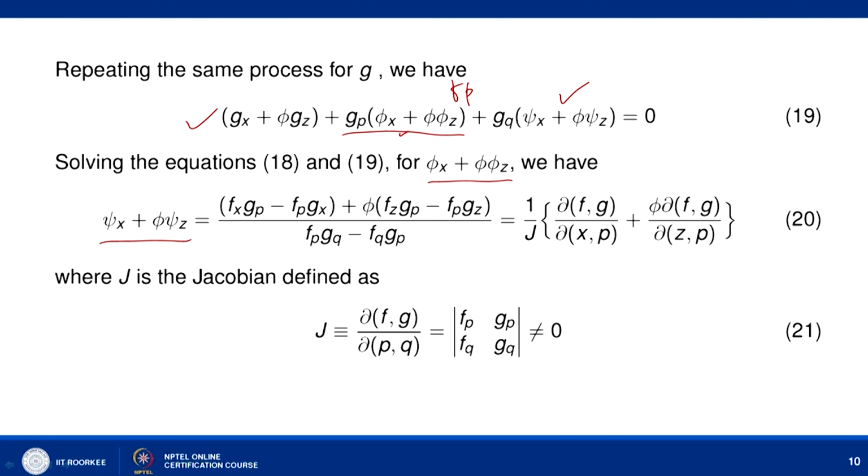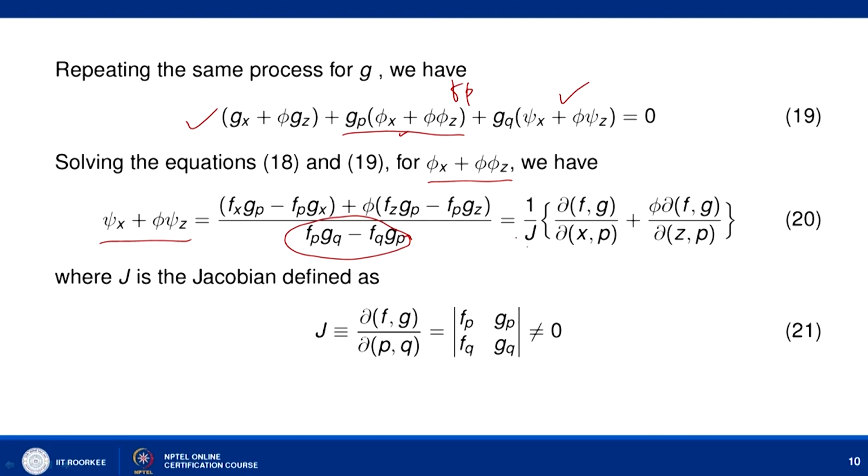f x g p minus f p g x plus phi times f z g p minus f p g z, divided by f p g q minus f q g p. Here, this quantity, if you remember, is the Jacobian of f, g with respect to p and q. So, we are calling this quantity J.